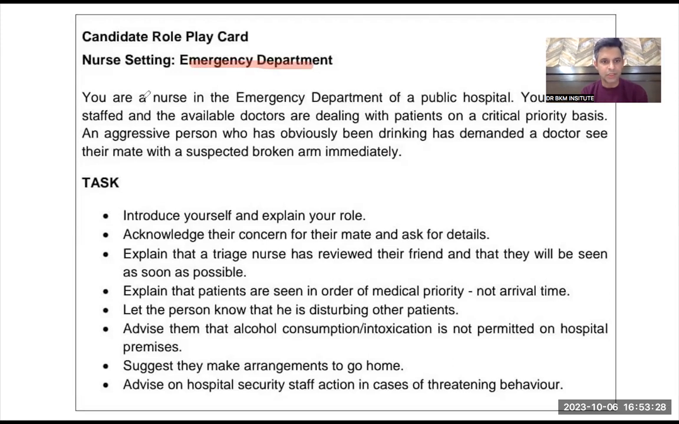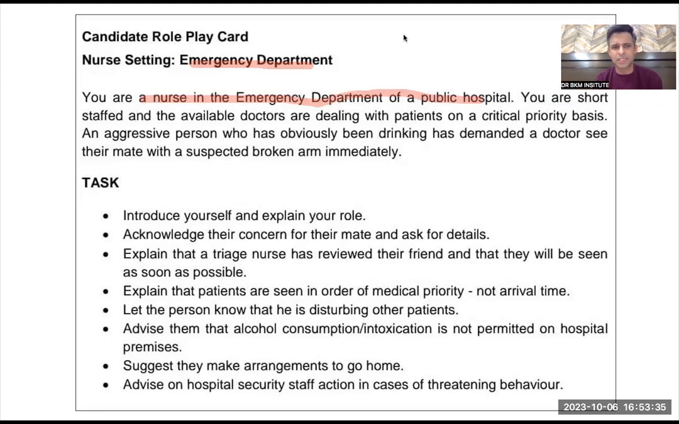Emergency department. You are a nurse in the emergency department of a public hospital. Public hospital means a government hospital. So obviously, public hospitals are normally busy. I think that the emergency departments of public hospitals are generally busy.